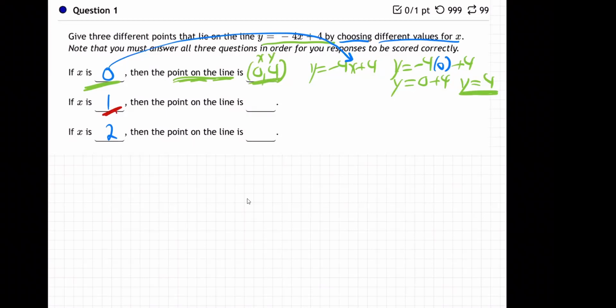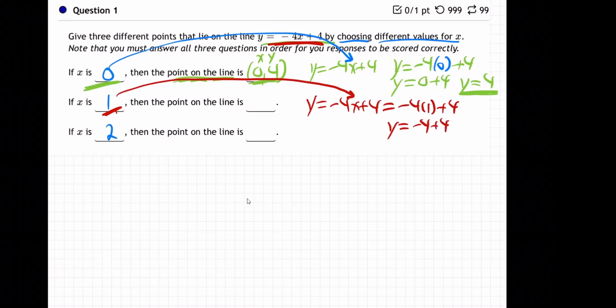In the next one, I'm letting x be 1, same equation. I just keep using that same equation they gave me in the beginning, minus 4x plus 4. This time I'm going to plug in the 1 right there. So y equals minus 4 times 1 plus 4. What's that? Minus 4 plus 4, which is 0. So this is the point (1, 0). How did I get that? It's the x and the y, right? The x right here was 1, and the y came out to be 0. You don't have to write x, y. It's just 1, 0 with parentheses around it. I'm just showing the x and the y.